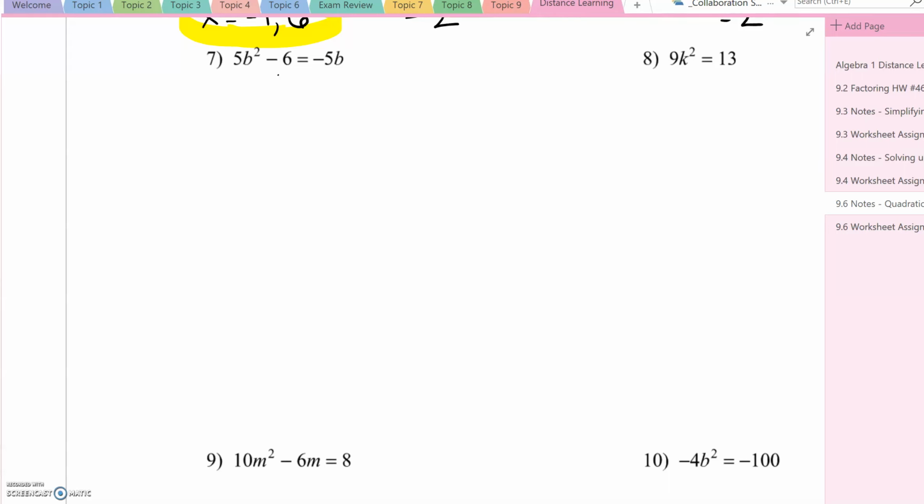Problem 7 is very similar to the other problems that we've done. We need to get the 5b over to the other side of our equation. So we have 5b squared plus 5b minus 6 equals 0.